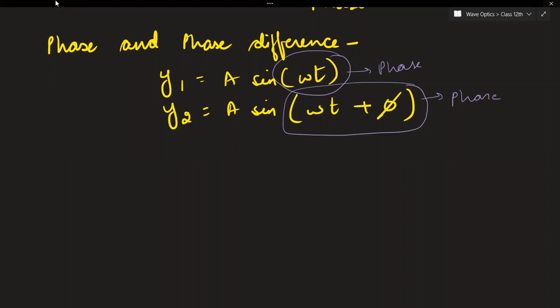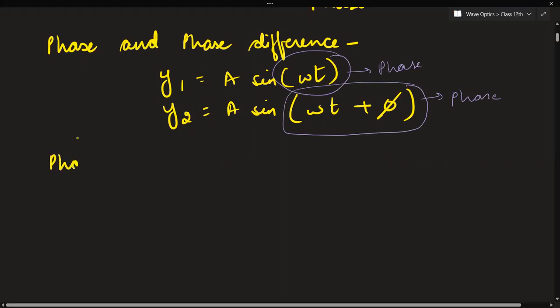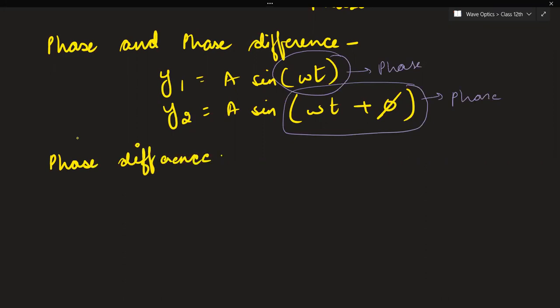Phase means this angle. But phase difference means the difference between the two phases of the two displacement equations. If you write down the phase difference here, it will be omega t plus phi naught minus omega t. So the phase difference is phi naught. Even without writing this out, if you see, only this term is extra, no? So this is the phase difference that is coming, right? So the phase difference is phi naught.